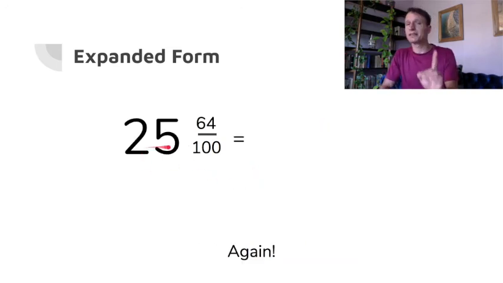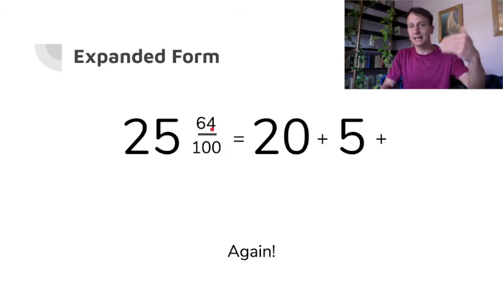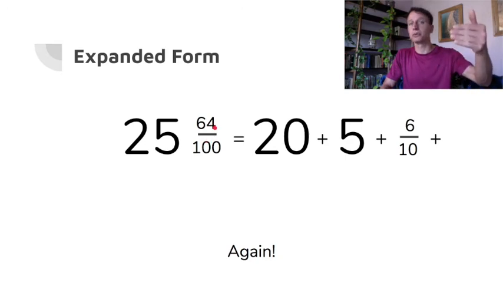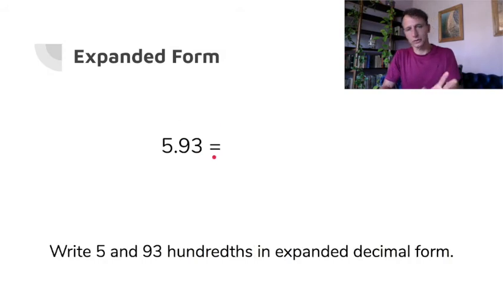Okay, now let's look at this one. A tendency here is to just say 25, but we know we need to go digit by digit. So the 2, its value is 20. The value of the 5 is 5. The 6 now, its value, yes, is 60/100ths, but simplified, that's 6/10ths. And the 4, its value is 4/100ths. Beauteous!